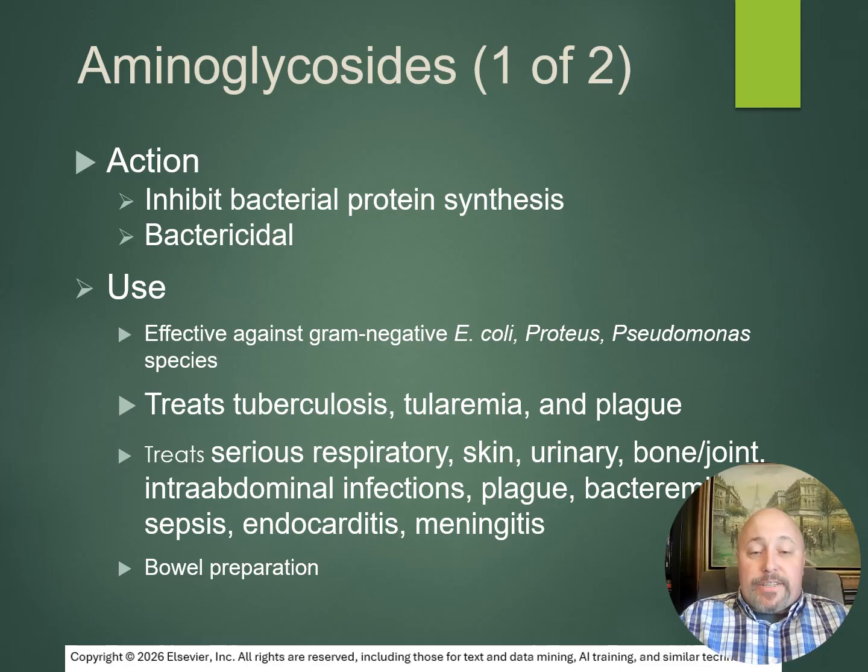Aminoglycosides inhibit bacterial protein synthesis and are considered bactericidal. They're used and effective against gram-negative pathogens like E. coli or Pseudomonas, and also used to treat conditions like tuberculosis, tularemia, and plague. It can also treat serious skin, respiratory, urinary, bone, joint, and intra-abdominal infections.